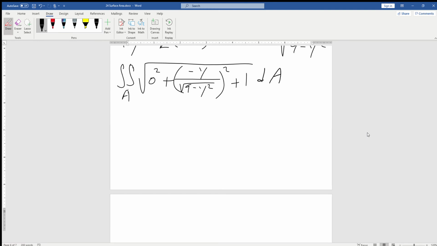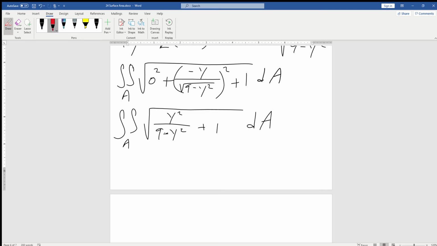Now this integrand is going to need a little bit of cleaning up before we can determine if it's a type 1 or type 2 region. If we clean up what's inside, the double integral of A, negative y squared is just y squared, positive y squared over the square root of 9 minus y squared, squared, which is 9 minus y squared, and then finally we still have that plus 1 dA. Unfortunately, as it looks, it doesn't look like it's going to be an integral that we can evaluate very nicely. However, what we can do is turn the 1 into (9 minus y squared) over (9 minus y squared) by using a least common denominator.